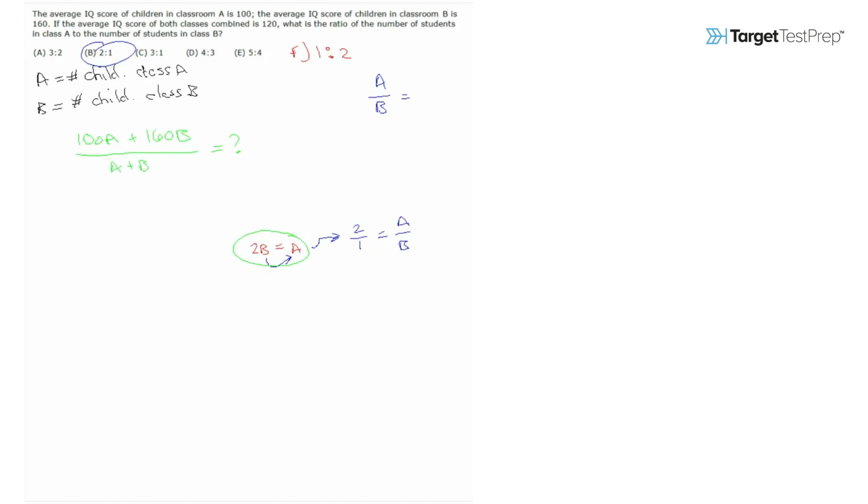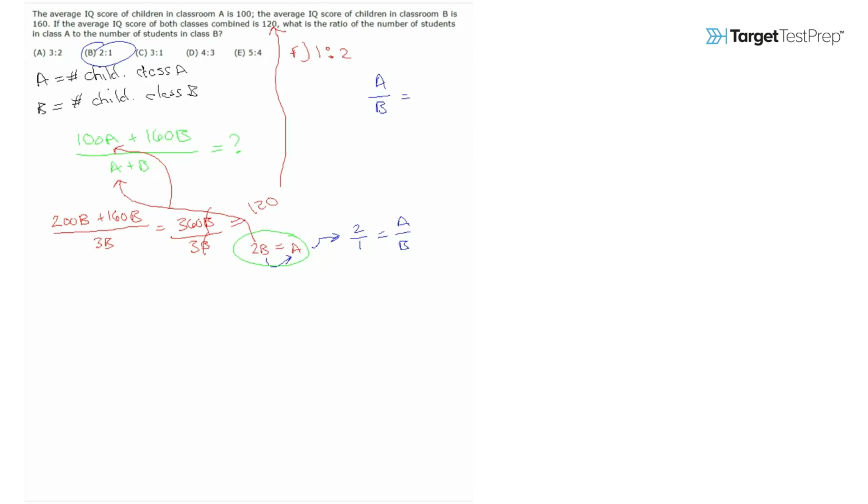Now, take 2B equals A, we plug 2B in there, we plug 2B in there. So what we end up with is 200B, because that's 100 times 2B, plus 160B, over 2B plus B, which is 3B. And like magic, we get 360B over 3B. The B's cancel, and lo and behold, we have 120.